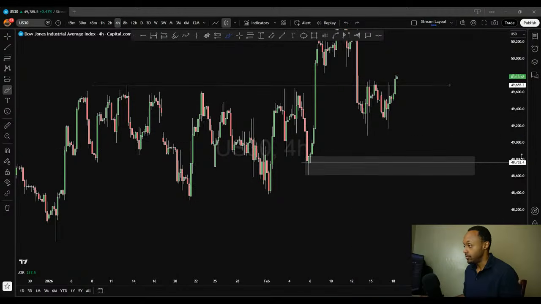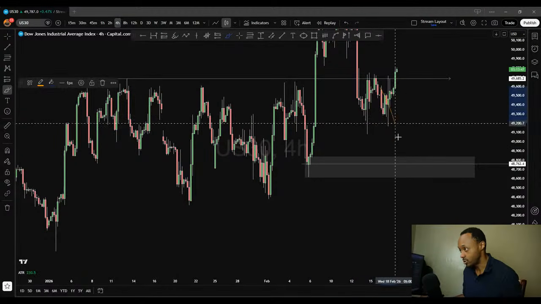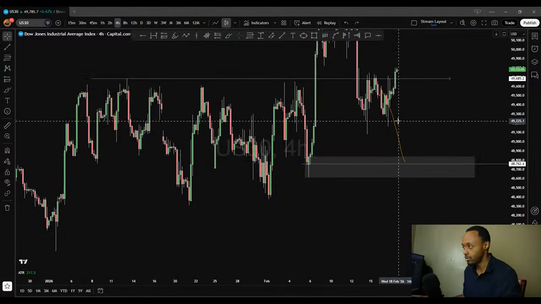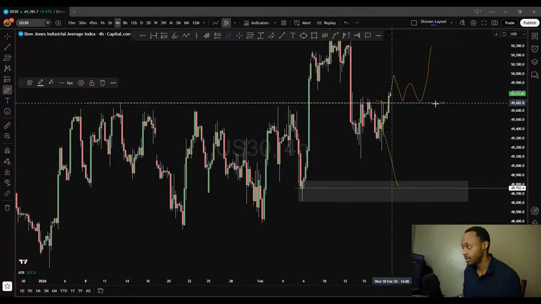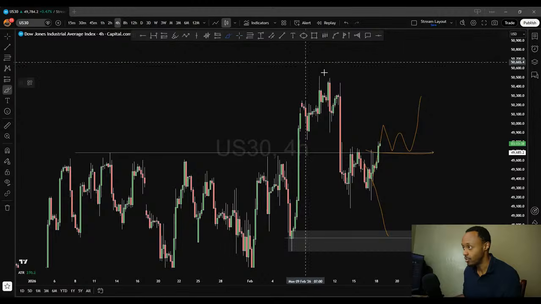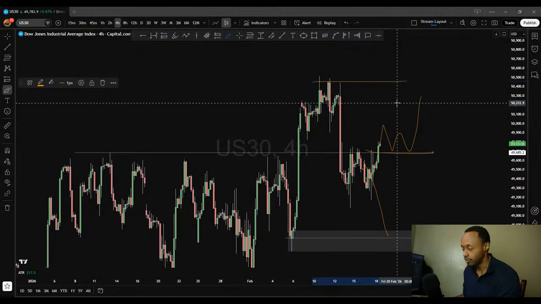So the plan for this week was, okay, if price does push deeper, I'll see what happens here. We'll look for some longs. If price does manage to reclaim this level, I'll still look to see if I can find some entries, keeping it simple, back to highs, so on and so forth.